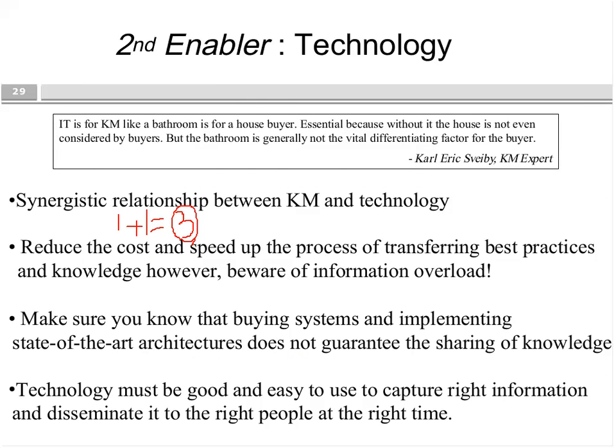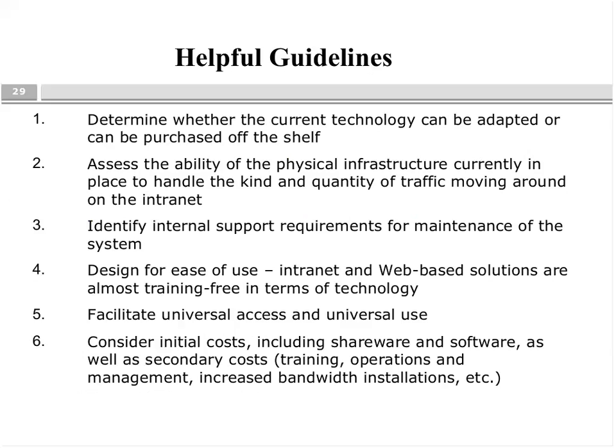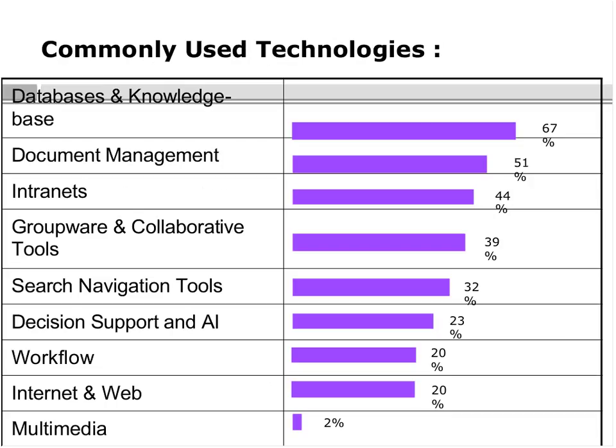There are certain helpful guidelines here. Determine whether the current technology can be adopted or can be purchased off the shelf. So when you want to manage your knowledge, you work with information, and you need to make sure whether you need to build the technology, the software and everything, or you need to buy the package one. Assess the ability of physical infrastructure currently in place to handle the kind of quantity of the traffic moving around the internet. Identify internal support requirements. So all these are the technical guidelines you need to consider. Like consider initial cost, including software, shareware and software, as well as secondary costs, like training, operations. So all these technical matters for the system.